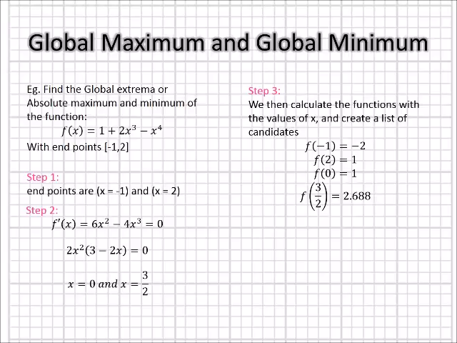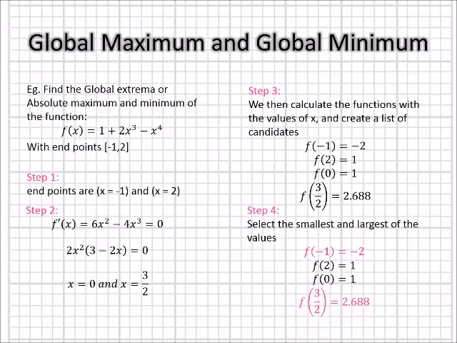Now we've provided a list of candidates, we move on to step 4, which is selecting the smallest and largest of the values. With this, we come to the conclusion that the point x equals -1 is our global minimum, as it is the smallest value at -2. And the point x equals 3 over 2 is our global maximum, as it is the largest value at 2.688.